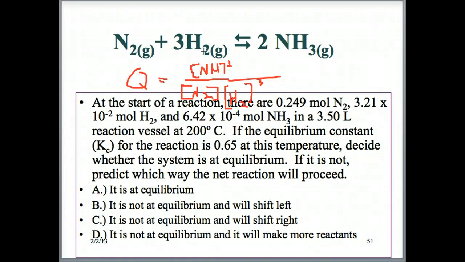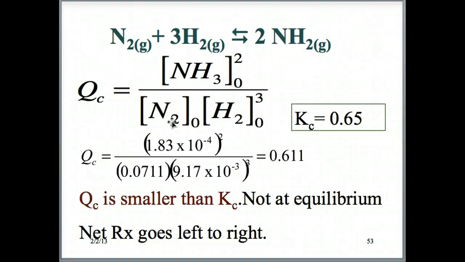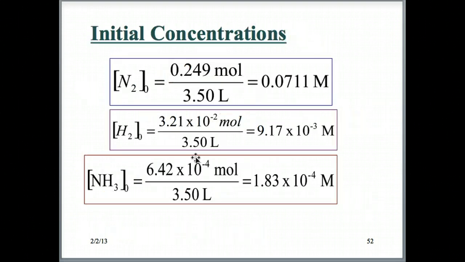Well, we have our Q expression. All we have to do is plug in all these values, solve for Q, and see what direction we actually have to go. So when we do that, it's just a plug and chug. You just insert our concentrations. They figured out each concentration by dividing each term by 3.5 liters.